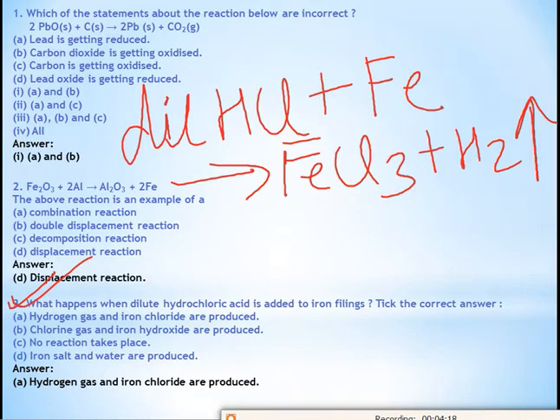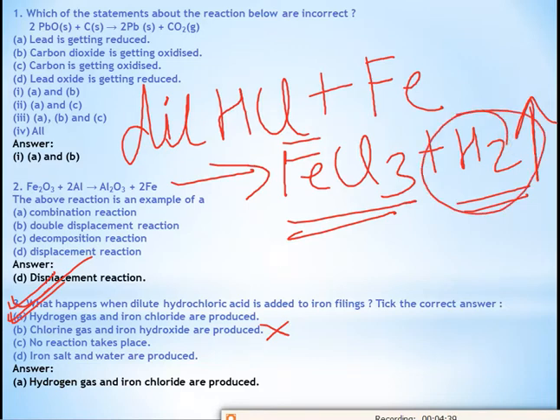Hydrogen gas and iron chlorides are produced. Chlorine gas and iron oxides are produced. No reaction takes place. Iron salt and water are produced. So which one is the correct answer? Iron chloride and hydrogen gas is produced. So option number A is the correct answer. These 3 options are incorrect because chlorine gas will never form. Whenever a metal reacts with an acid, hydrogen gas is evolved, not chlorine gas.